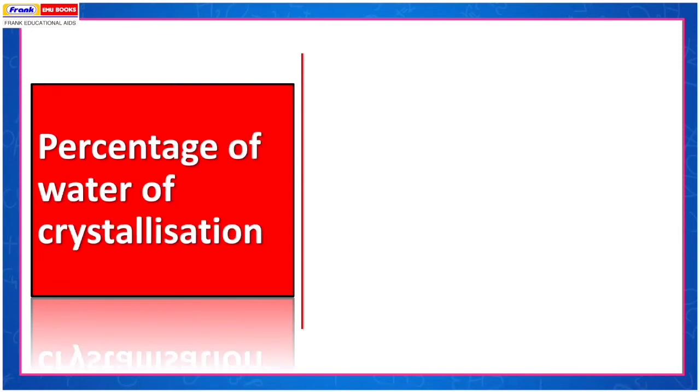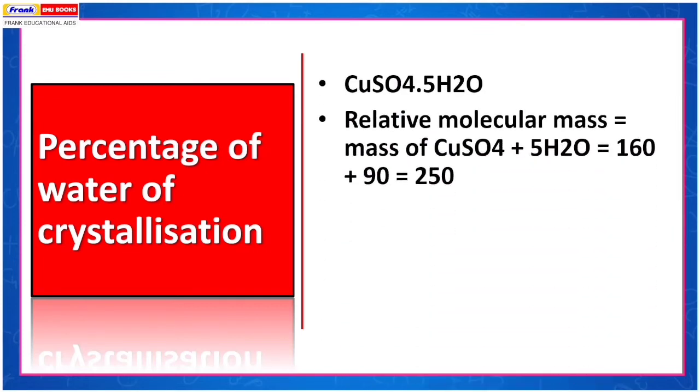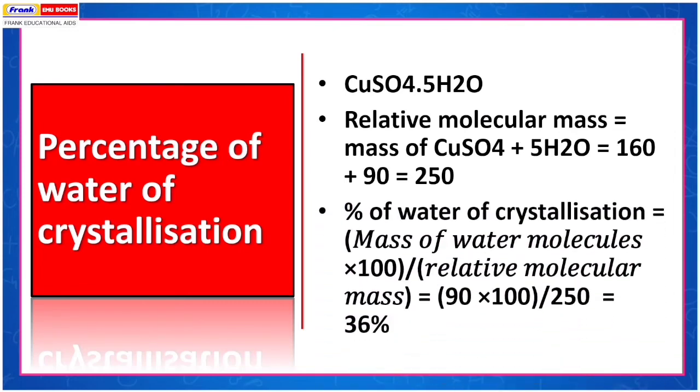Percentage of water of crystallization. CuSO4.5H2O. Relative molecular mass equals mass of CuSO4 plus 5H2O, equals 160 plus 90, that is 250. Percent of water of crystallization is mass of water molecules into 100 upon relative molecular mass, equals 90 into 100 upon 250, that is 36%.